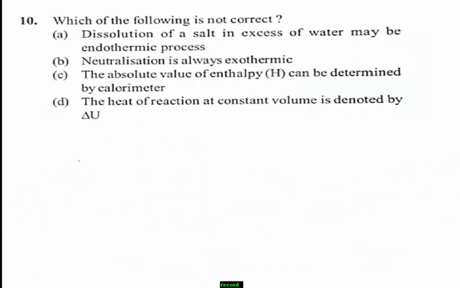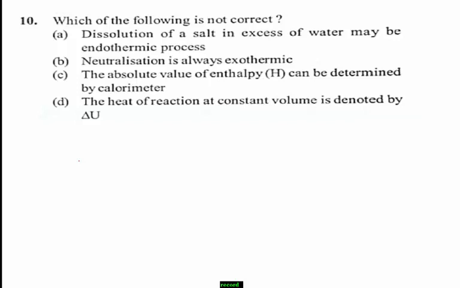Next question number 10. Which of the following is not correct? One of the theoretical questions. Option A, dissolution of a salt in excess of water may be an endothermic reaction or process. Option B, neutralization is always exothermic. Option C, the absolute value of enthalpy H can be determined by calorimeter. And option D, the heat of reaction at constant volume is denoted by delta U. Which one is the right answer?